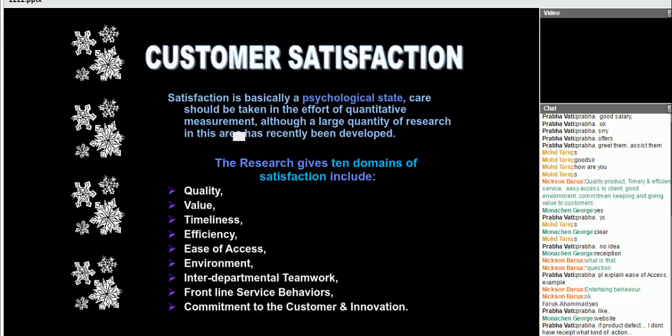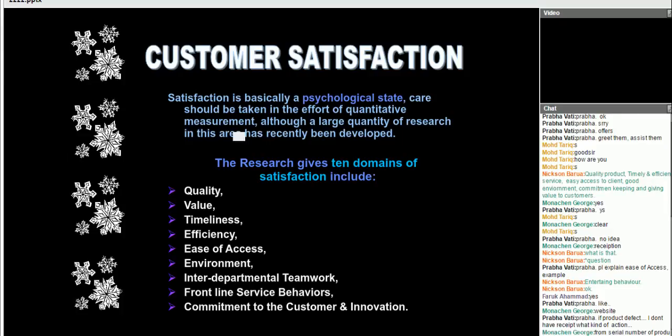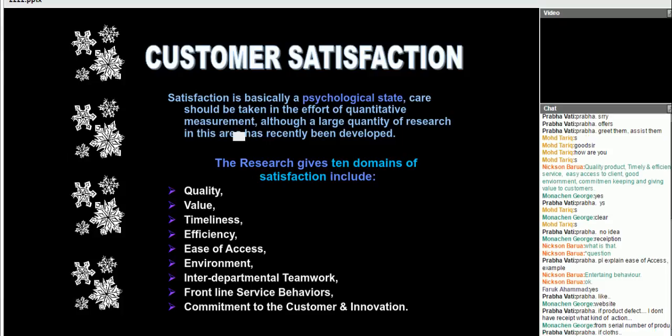If product defect, I don't have the receipt. What kind of action? See, receipts are not required, right? There is some reference number which is mentioned on the website, on the product itself, which they can track down. Serial number of the product, yes, right? Because what happens is anyone can make a fake receipt and try to take advantage of the organization. So the organizations put the serial number on the product itself. Clear?